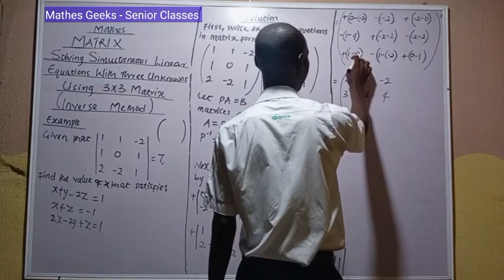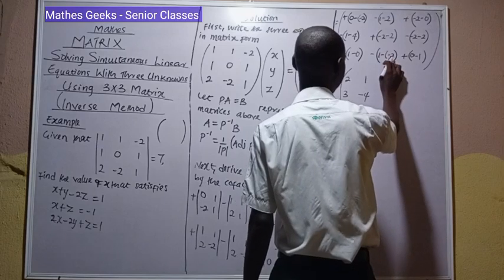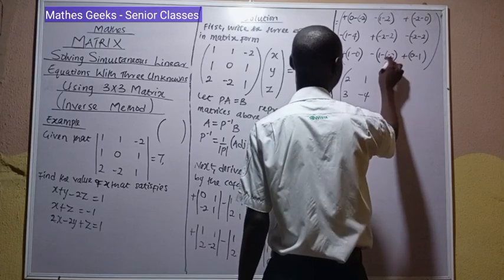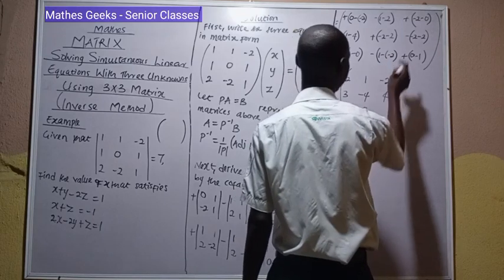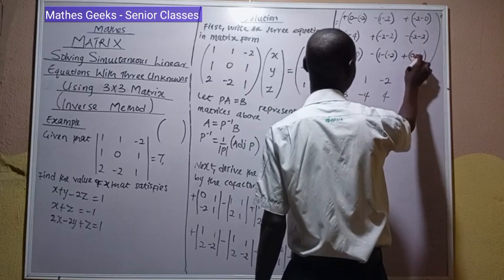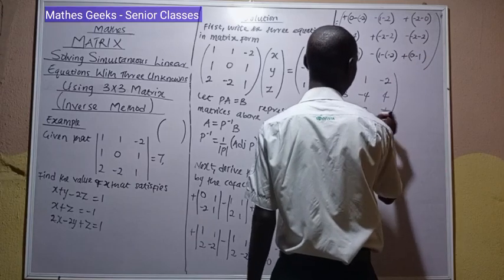1 minus 0 is 1. 1 times plus 1 is 1. Minus times minus is plus. 1 plus 2 is 3. 3 plus 3 times minus 1 is minus 3. And 0 minus 1 is minus 1. Minus 1 times plus 1 is minus 1.